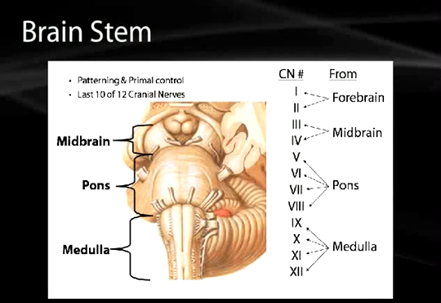When you think about the brain stem, try to come up with the patterning to help you break down where these nerves are coming off of the brain itself, or the brain stem. 10 of the last 12 cranial nerves come off of the brain stem from the midbrain, pons, and medulla, and they come off in a pattern which I like to use, which is 2, 2, 4, and 4. So with the 12 cranial nerves running from anterior to posterior, you have 2 off the forebrain, 2 off the midbrain, 4 off the pons, and 4 off the medulla.